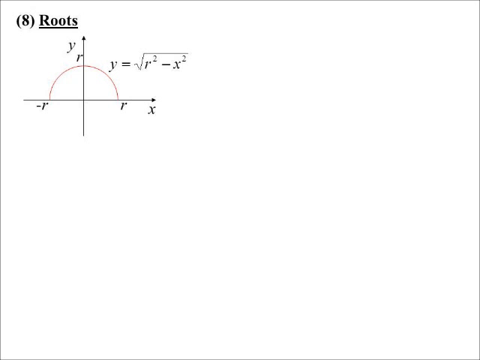Roots. Roots usually come about when we get a relation and we want to turn it into a function. So we usually split it into two functions. And there's the classic one, the semicircle. So the top half of the semicircle is the positive square root of r squared minus x squared. But we can do it with other shapes. There's the top half of our parabola. Turns out to be the positive square root of x.